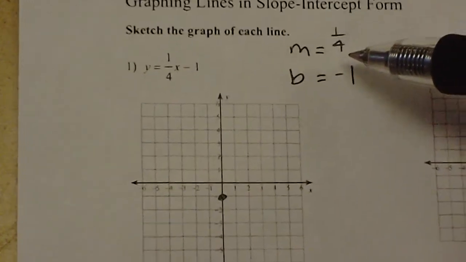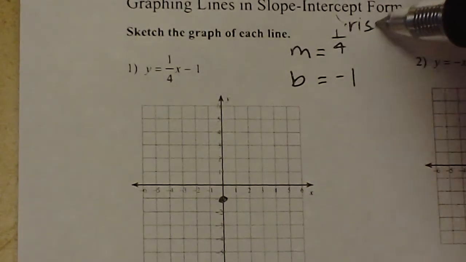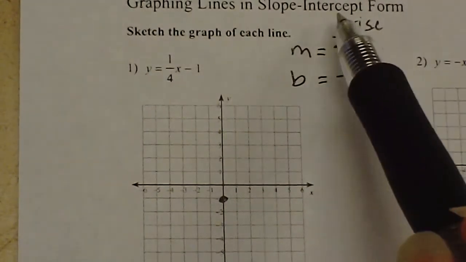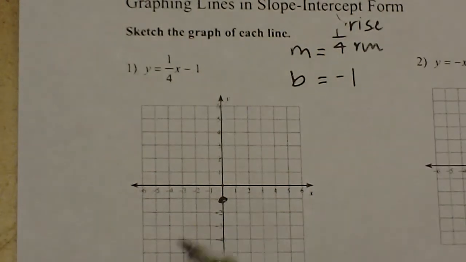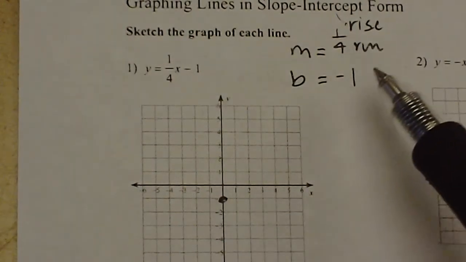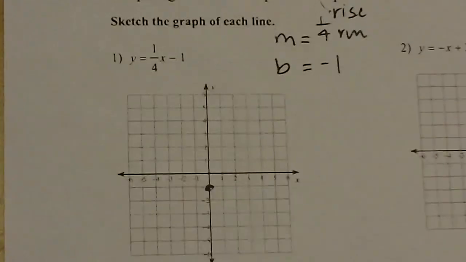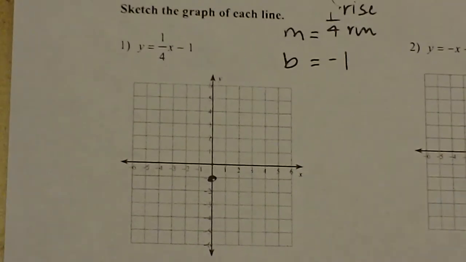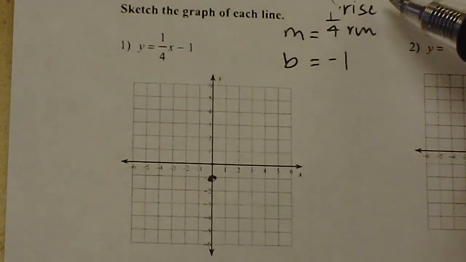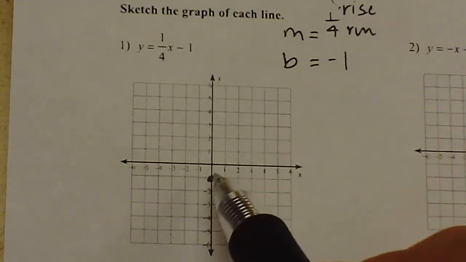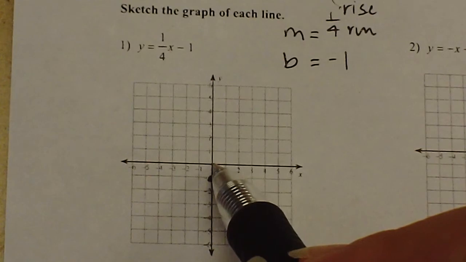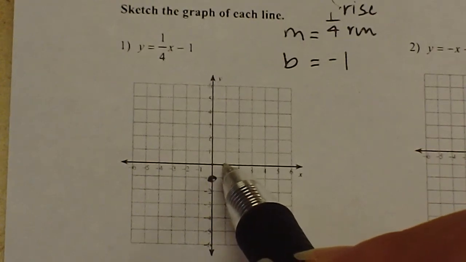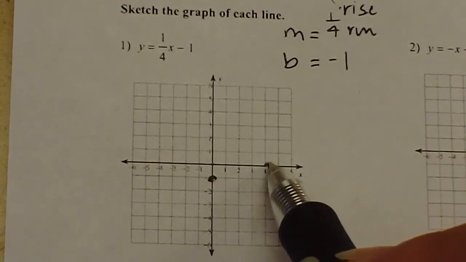Then we're going to use our slope, and remember slope is rise over run. Since this is a positive 1/4, that means our slope is going to go in an increasing direction. 1/4 is a number that's smaller than 1, so it's going to be pretty flat. That means we're going to rise 1 value and run 4 values. So if we start at B, we're going to rise 1 and then go over 4. 1, 2, 3, 4, and we put a dot.